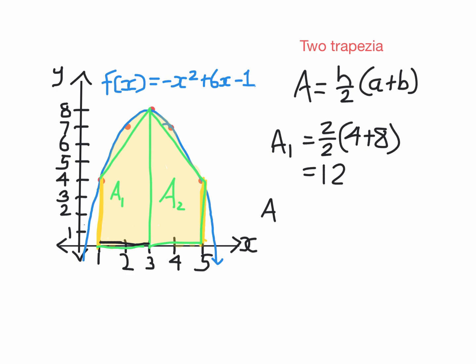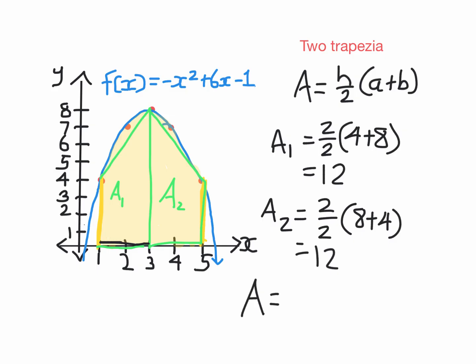Now similarly, the area of the second one, its height is again 2, and the two parallel sides are once again 8 and 4. So it also has an area of 12. So our estimate for the area using the two trapeziums is simply A1, area of trapezium 1, plus A2, area of trapezium 2, which is 24 units squared. So that's a little less than what we got from the Monte Carlo method.